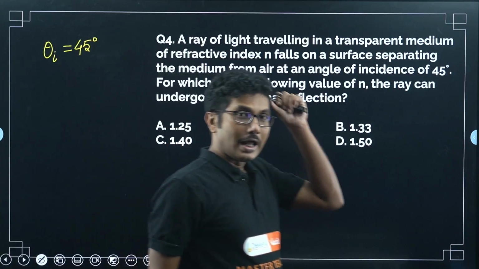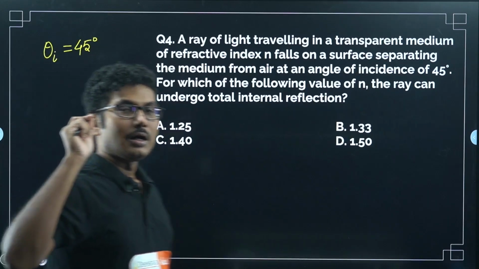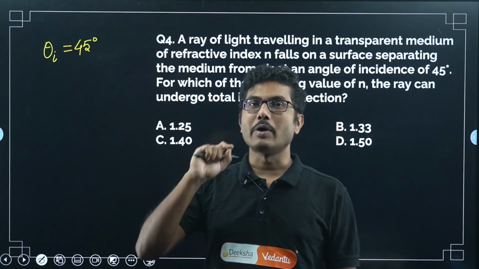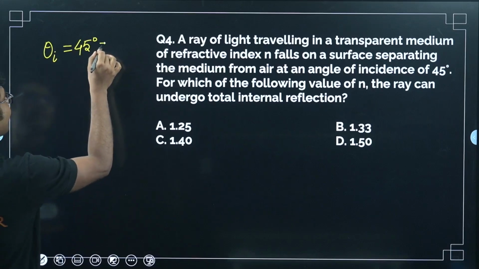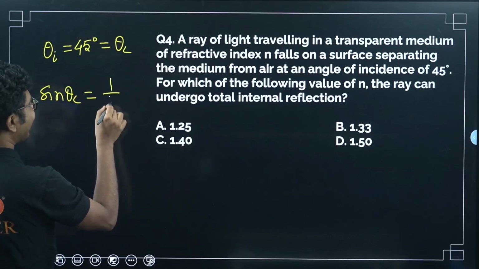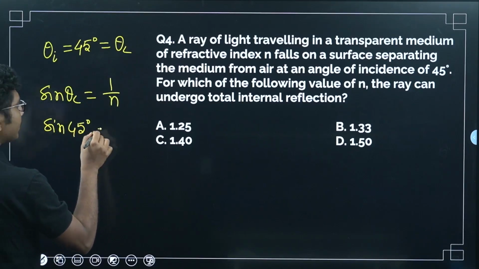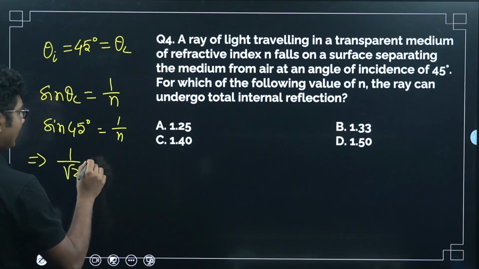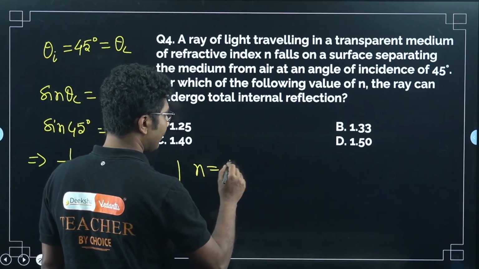Okay, so if this angle is exactly equal to the critical angle, then what is the required refractive index? So if this angle is exactly equal to the critical angle, then we know that sin theta c is equals to 1 by n. So sin 45 should be equals to 1 by n. What is sin 45? Sin 45 is 1 by root 2, right? So 1 by n. So from here we can write n equals to root 2, that is 1.414.